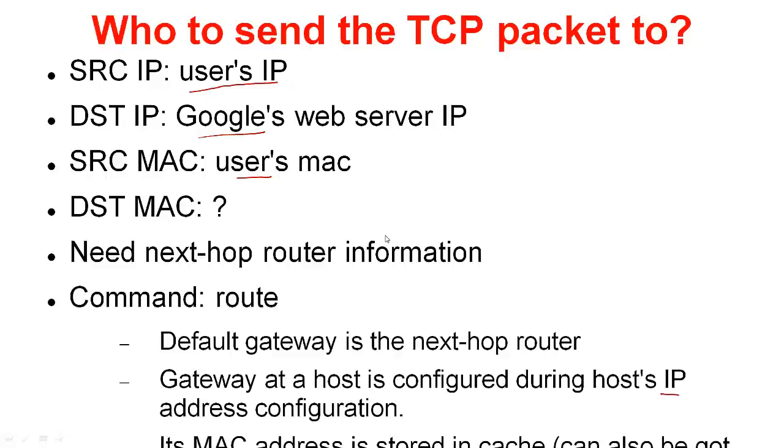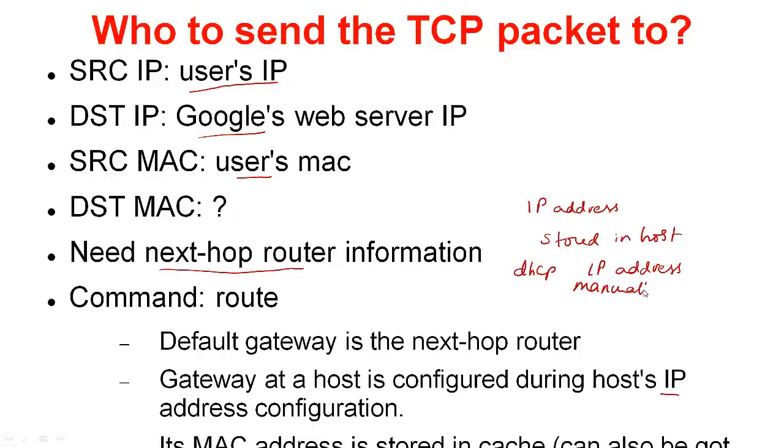That's right, you need to pass it to your next hop router, which will in turn pass it through the internet and finally it will reach the Google server. Now, how do you get this next hop router information? The IP address of the next hop is stored within your host. In fact, you configure it. This happens automatically when you use DHCP to get your own IP address, or you can also manually configure it.